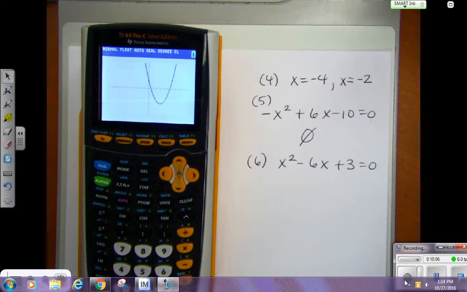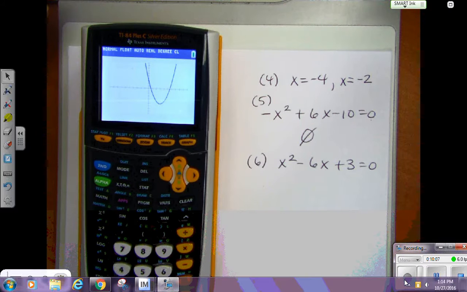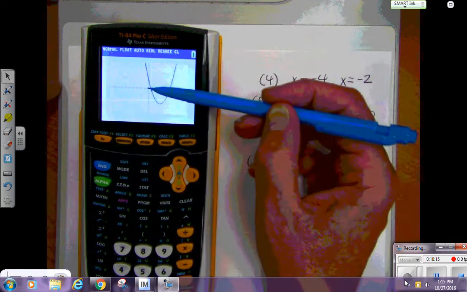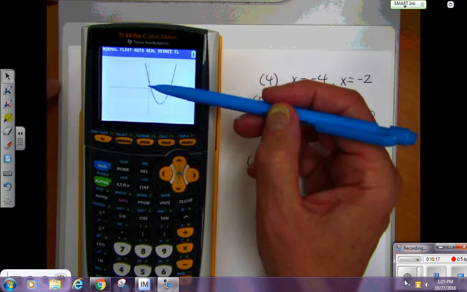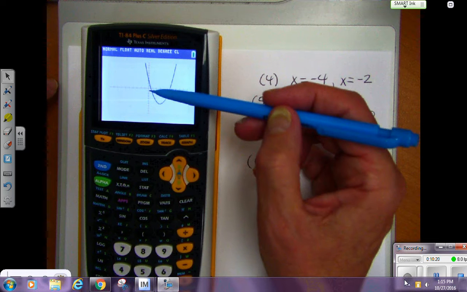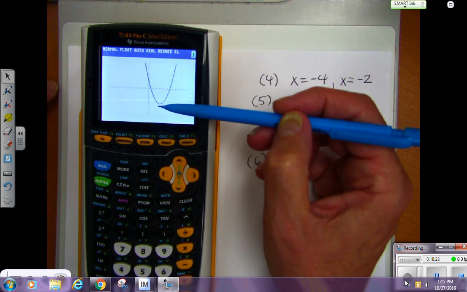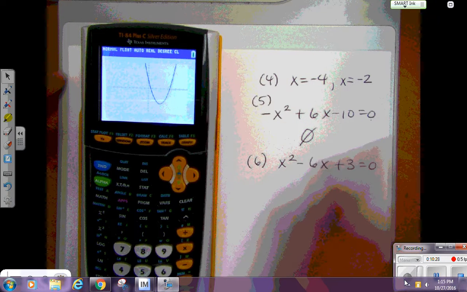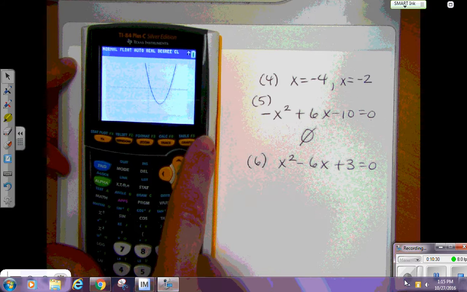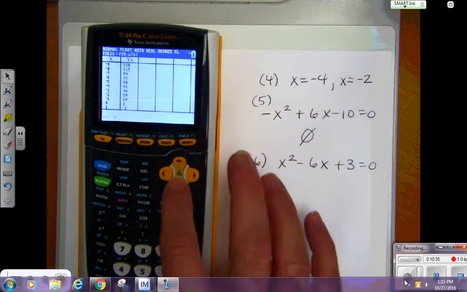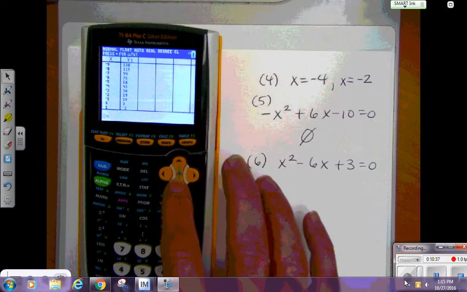First, before we go to the table, I want to talk about what the graph is doing. See, up here above the x-axis, all those values for y are positive. And once it crosses the x-axis and goes below, now those y values are negative. So that's the sign change you're going to look for in the table. Okay, so press second and table. And I'm going to scroll down because I said that it was between 0 and 1. So I want to scroll down and get some of those values onto my screen.